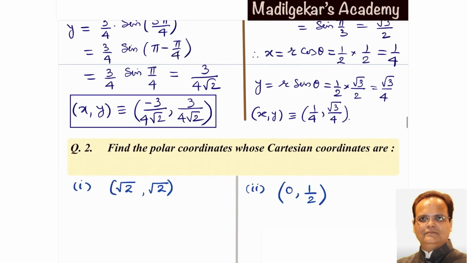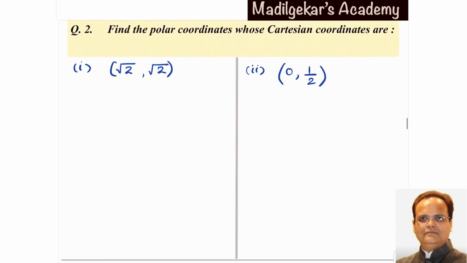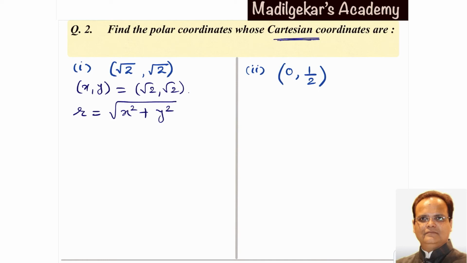Now let's switch to second question. In this, polar coordinates are to be determined from the given Cartesian coordinates. So here x and y are given, root 2 comma root 2. Let us find first radius vector by the formula r equals root x square plus y square. That is root 2 square plus root 2 square. So this gives 2.